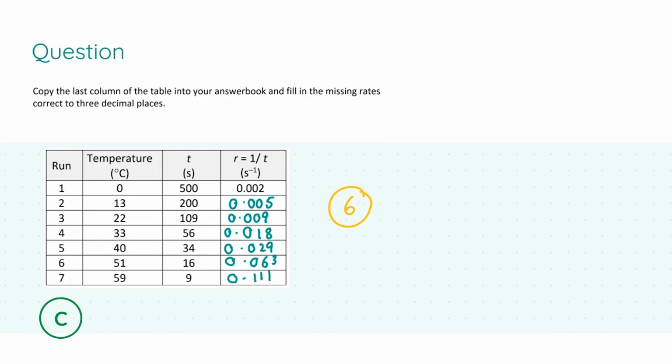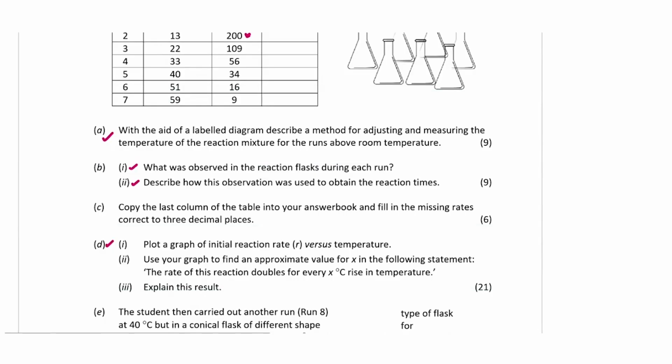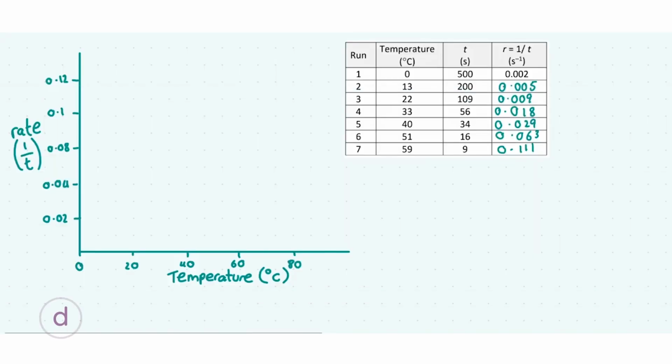Okay, so now let's go back to the question. So we're done with question C. The first part of question D asks us to plot a graph of initial reaction rate versus temperature. So what I'm going to do is get a snippet of the box we just filled in, and we're going to graph reaction rate versus temperature. Here's my box from the last part, C.